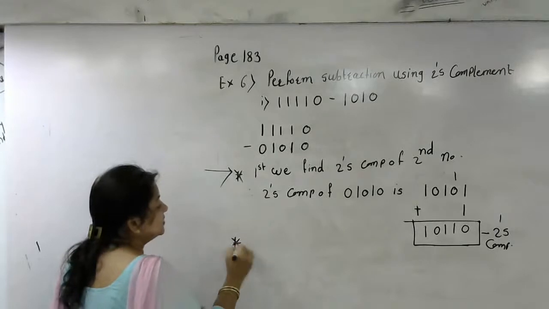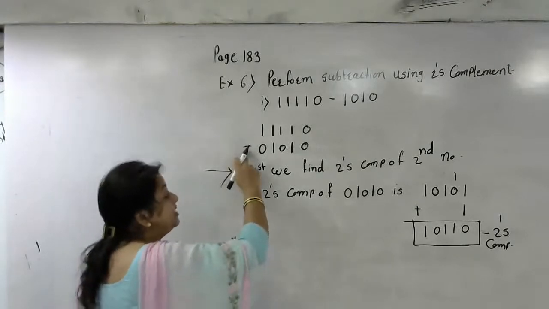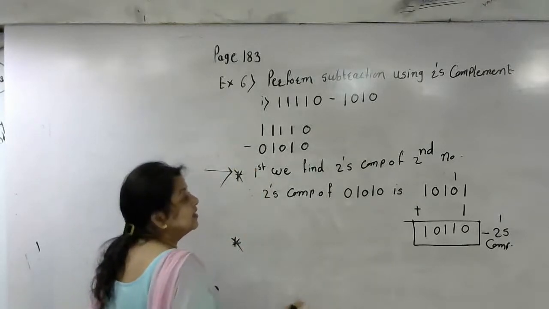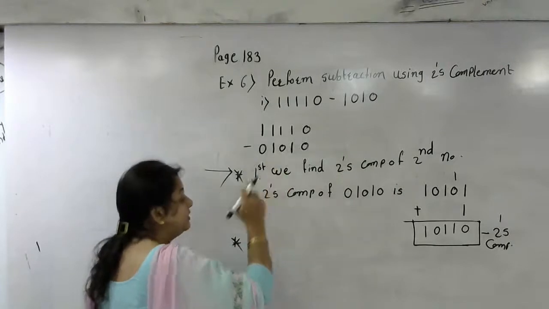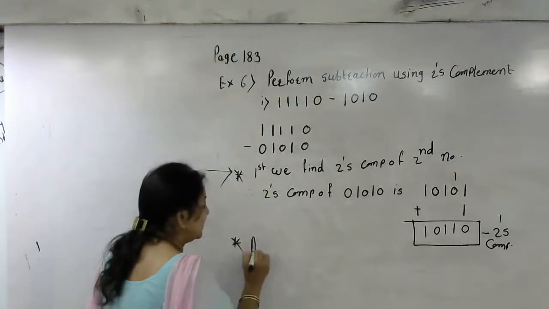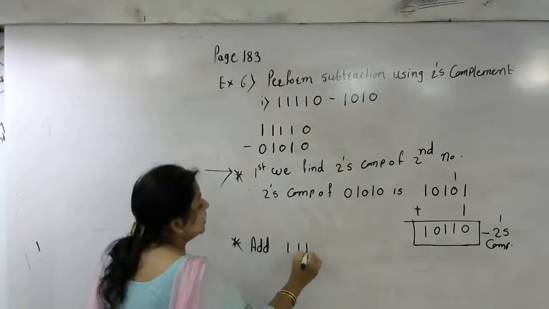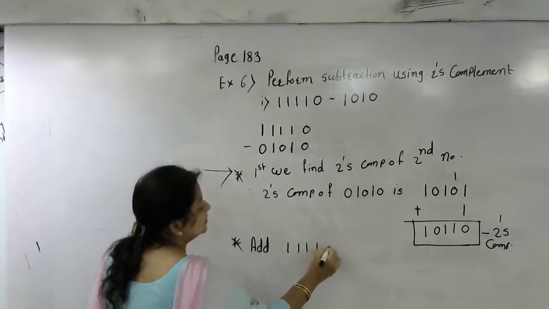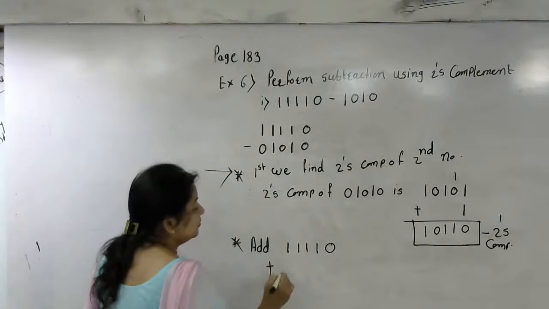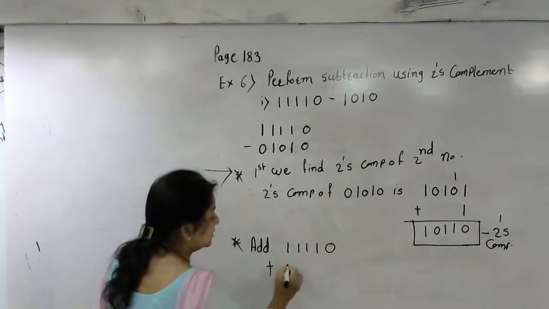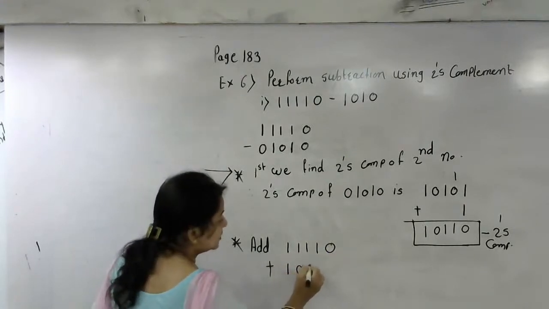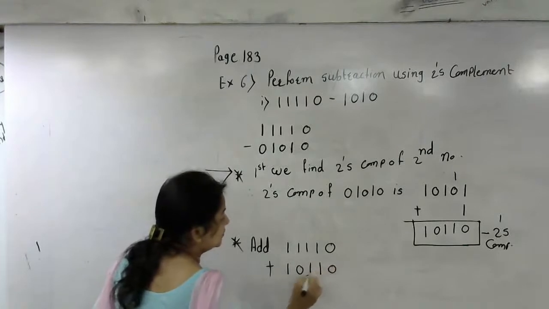What is the second step? Now the negative sign changes to a positive sign when we make the 2's complement of this number. Then what is the second step? Add 1, 1, 1, 1, 0 with the 2's complement, 1, 0, 1, 1, 0. Okay.